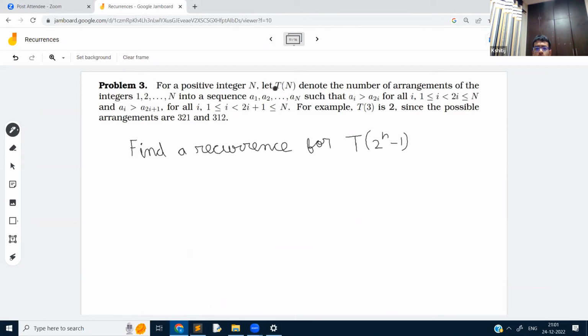So now in this question, you can read it. Let Tn denote the number of arrangements of the integers 1 to n into a sequence 1 to n. Basically, you need to find the number of permutations satisfying a specific condition.